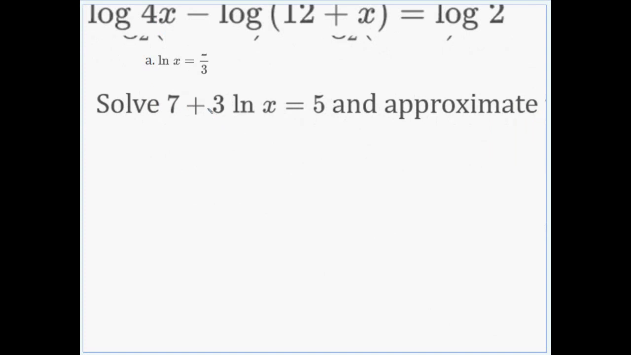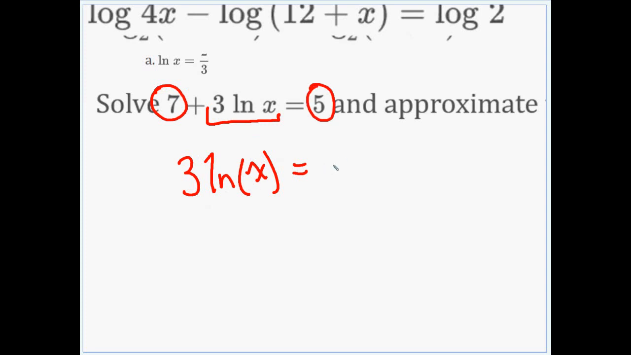And I like to identify my variable term. That's the only term that has an x in it. So first, let's get the underlined red term alone. 3 natural log x equals. We're going to subtract 7 from each side. 5 minus 7 is negative 2. To get the natural log of x alone, we're going to divide both sides by 3. So now it's negative 2/3.